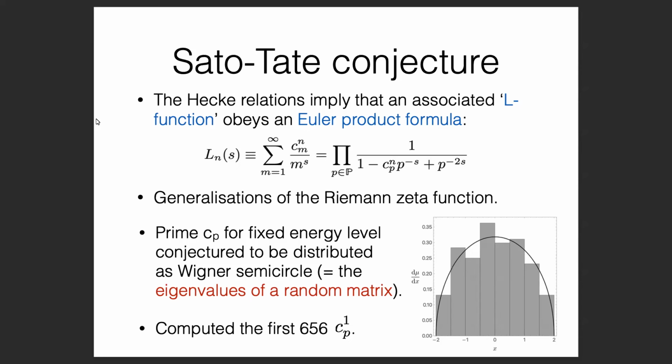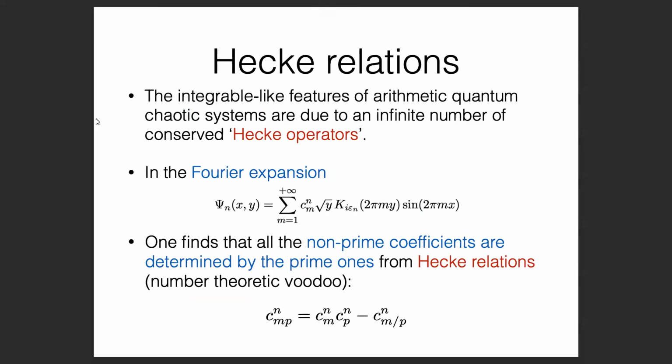Absolutely final thing I'll say is that there's a conjecture which concerns, at a given energy level, the distribution of its prime coefficients. These things are just Fourier coefficients, that's all they are. They're the Fourier coefficients of the wave function, and they can all be written in terms of the prime ones. So let's take the first energy level, and let's calculate the first 600 prime coefficients. There are quite a lot of coefficients, and they're quite high.